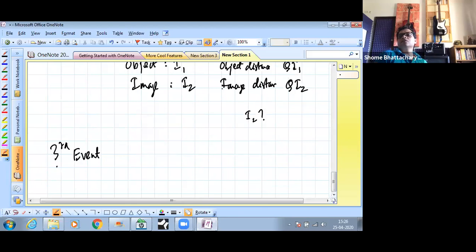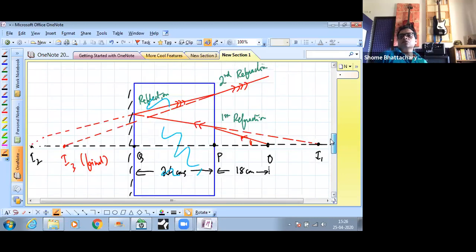It's the second refraction of our system, but overall it is the third event. So it is refraction, and this time from glass. Let's understand that refraction. So your reflection is over.